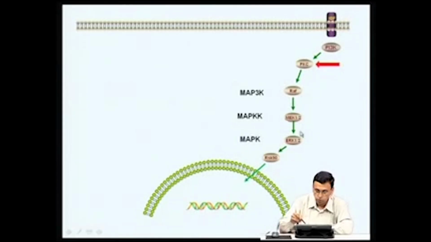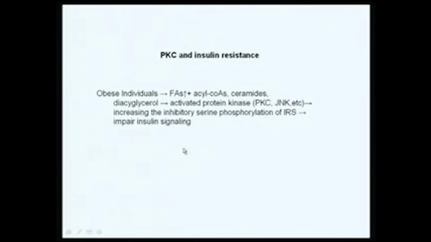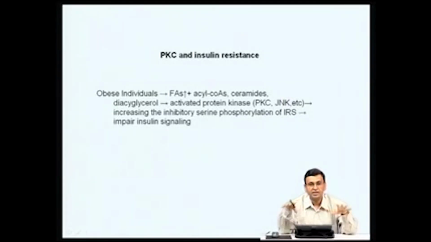The 3 MAP kinases are shown here, the MAP3 kinase, MAP2 kinase and MAP kinase, ultimately leading to the phosphorylation of transcription factors and activating specific gene expression programs. So it is not possible to discuss all the signal transduction pathways, so I have just given a few examples to tell you how PKC plays a very important role in activating specific gene expression programs.